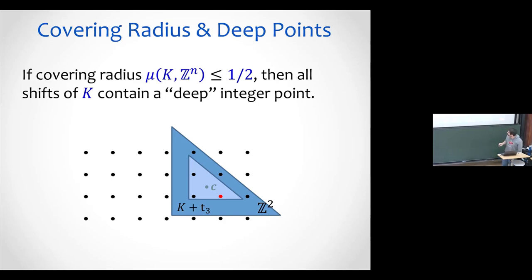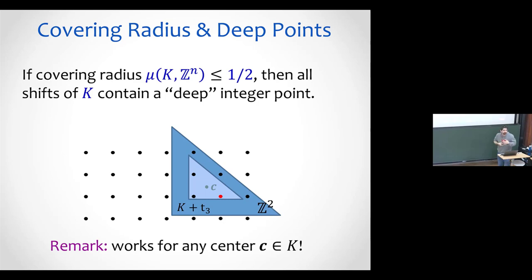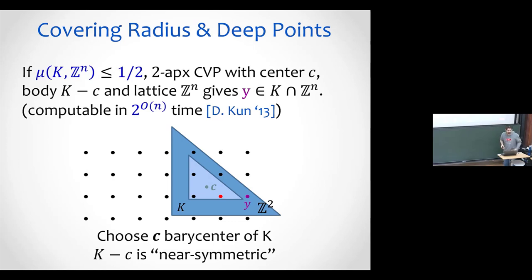And now, you can use this observation to show that you can apply the lattice algorithms that we talked about before to find integer points. And in particular, what lattice algorithm should you use? You should take the two-approximate closest vector call with respect to the body being the shift of the body with respect to the center that you've chosen. And so you're scaling about the center. And you know that there is a lattice point inside this one-half scaling. So if you take a two-approximate solution, which we can compute in 2^O(n) time, that will live inside a one scaling of your body, which means it'll be inside the body.